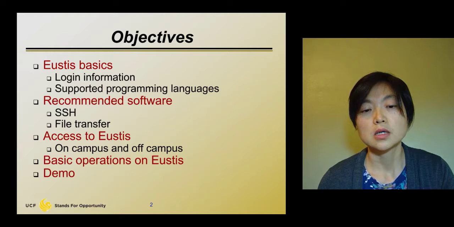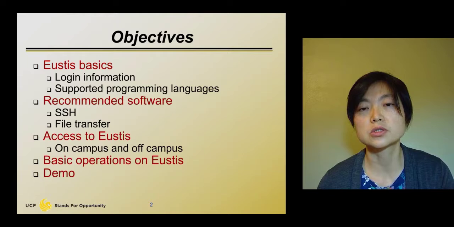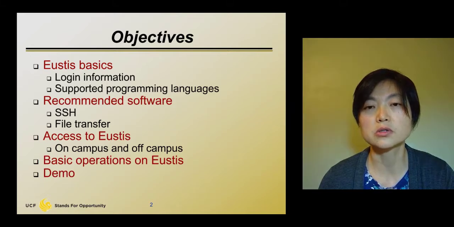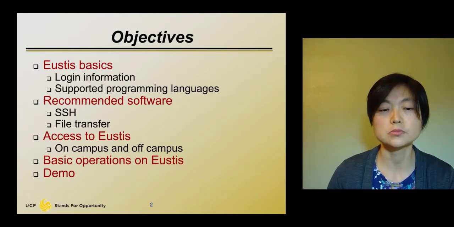And finally, when you set everything correctly and you open the SSH connection, log into Eustis, you will operate on Eustis. So there are basic Unix commands you will be using on Eustis. Then finally, after we finish with this slide, I will show you how to connect to Eustis and how to operate on Eustis on my computer.